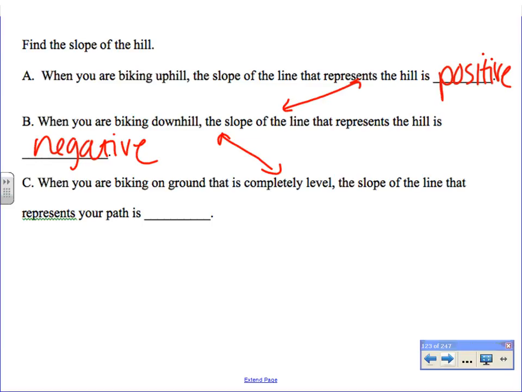And when you're biking on ground that's completely level, the slope of the line that represents your path is what? Josh? That's up and down. So what would it be if it's horizontal and not changing? Zero. Right, 0. So you're completely level. The slope of your line is 0. You're not doing any work. All right, so now try the closing on your own, the very bottom of that page.